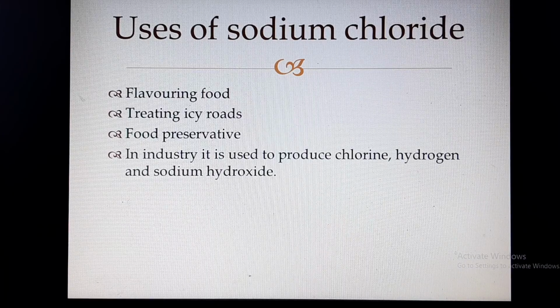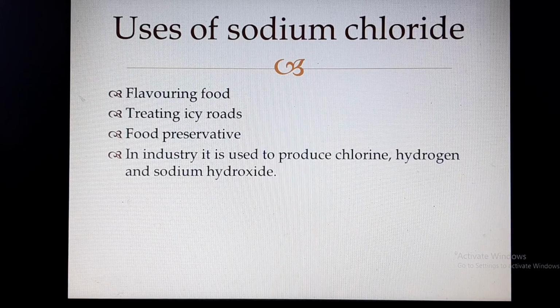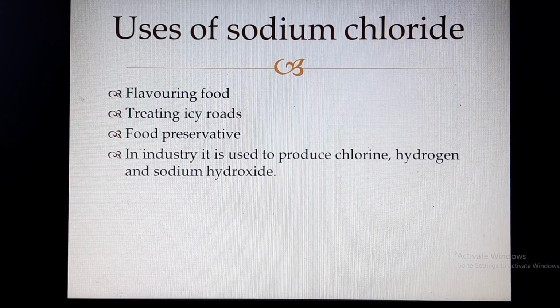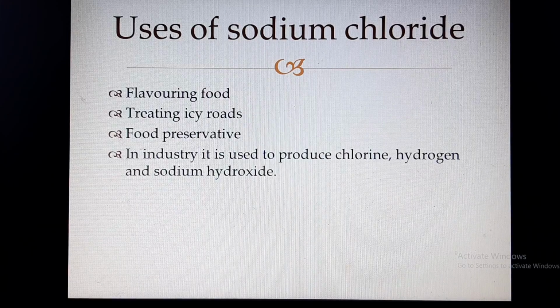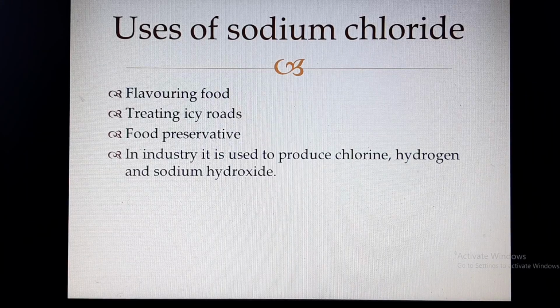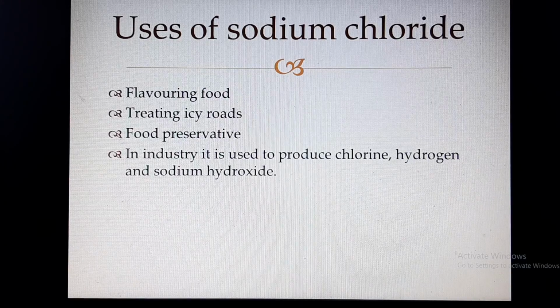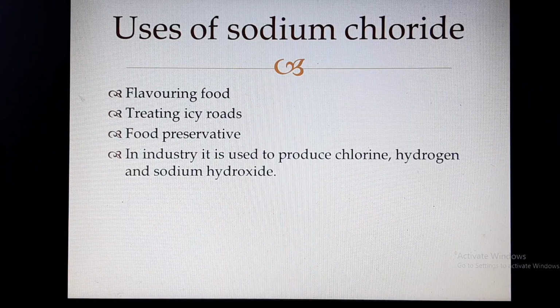The second use is treating icy roads. We know some countries are very cold. In winter days, the roads are covered with ice. They use sodium chloride to remove this ice. If we add sodium chloride on the road, its freezing point will be reduced to minus 11 degrees Celsius and they can remove the ice on the road.